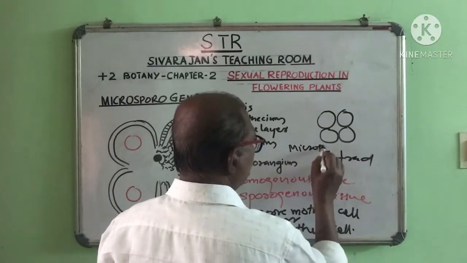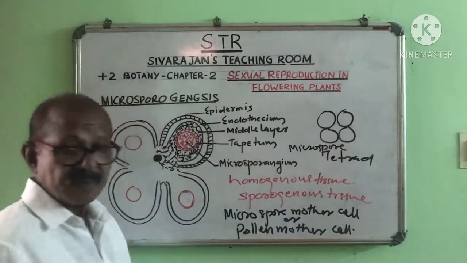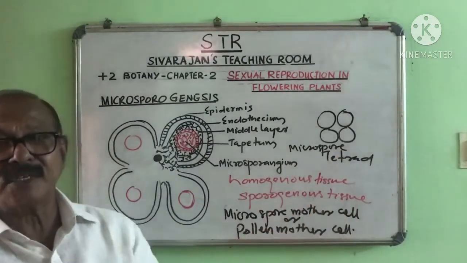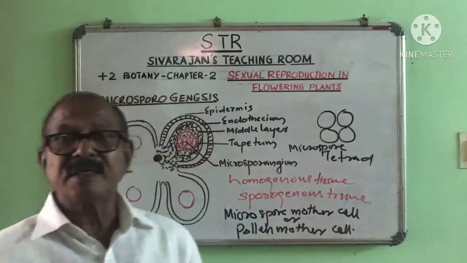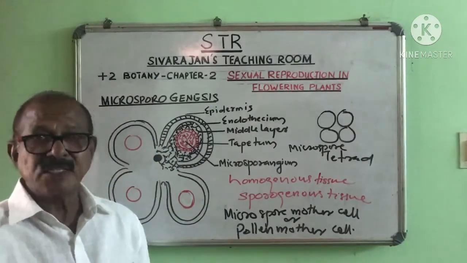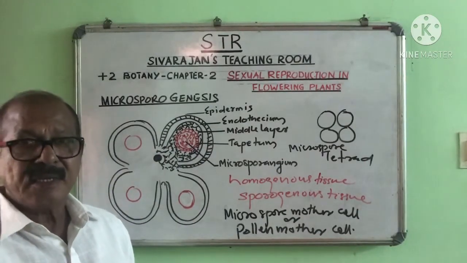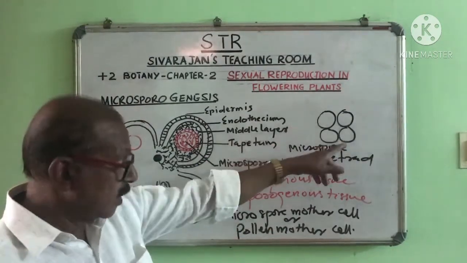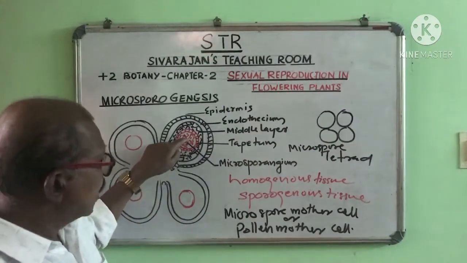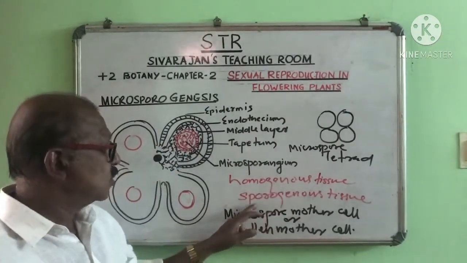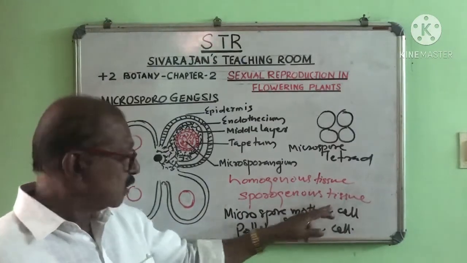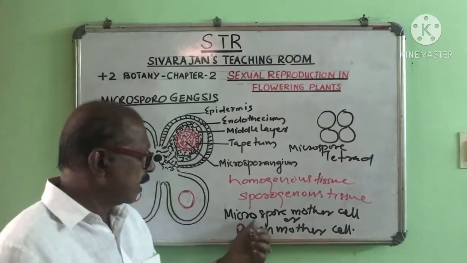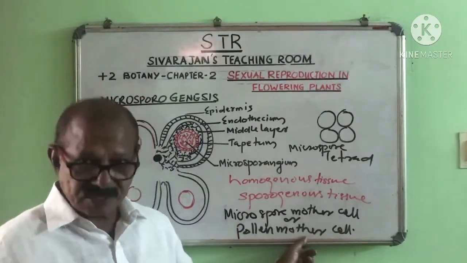On maturity, these four cells get separated and become independent, and they develop into pollen grains. Each pollen grain contains the male gametes that we will see later. So how are the pollen grains formed? The microsporangium has a homogeneous tissue called sporogenous tissue, and the sporogenous tissue undergoes differentiation and becomes microspore mother cells or pollen mother cells.